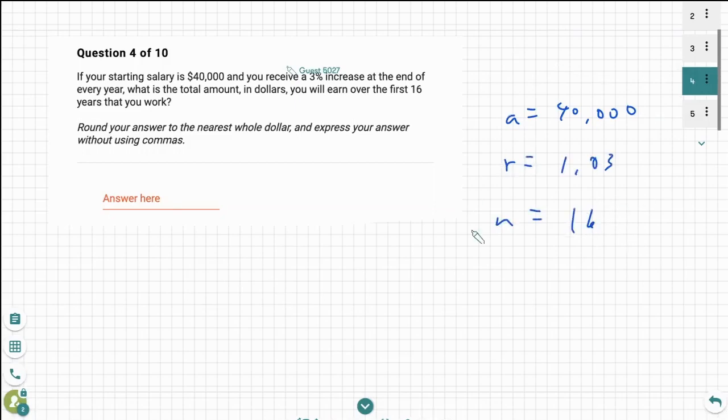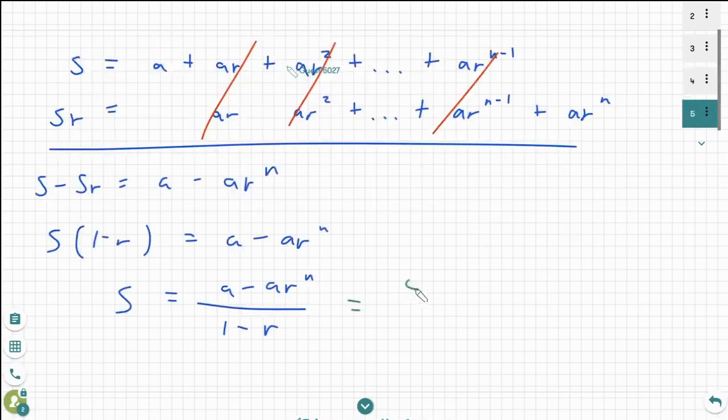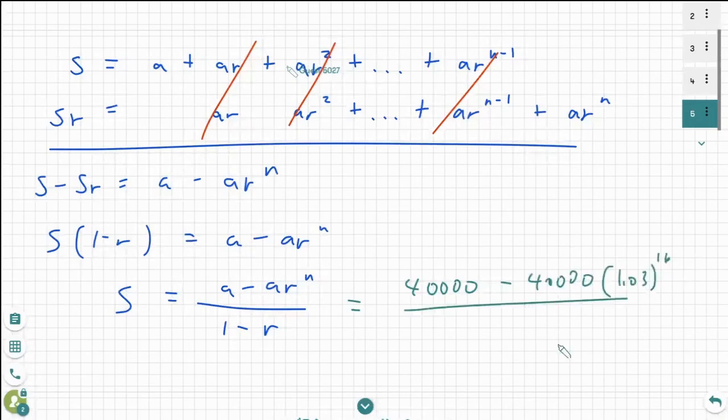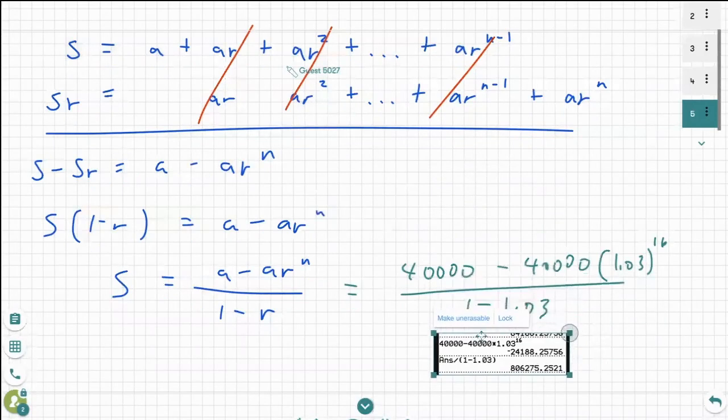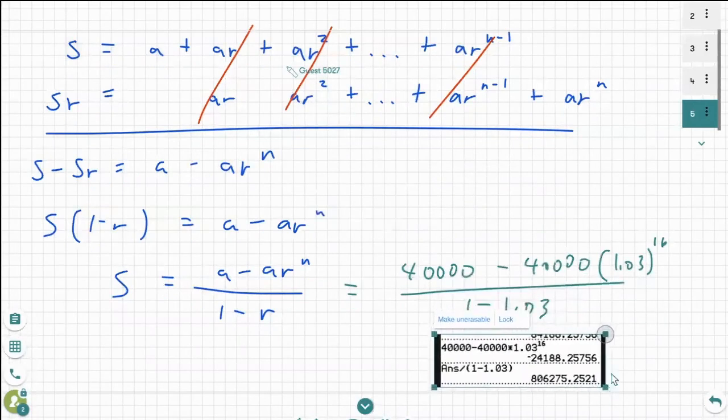If you plug these three numbers into the formula, what would this term look like? That would be 40,000 minus 40,000 times 1.03 to the power of 16, over 1 minus 1.03. If you do this calculation, it'd be somewhere around 800,000, something like 806,275. Yeah, that looks about right.